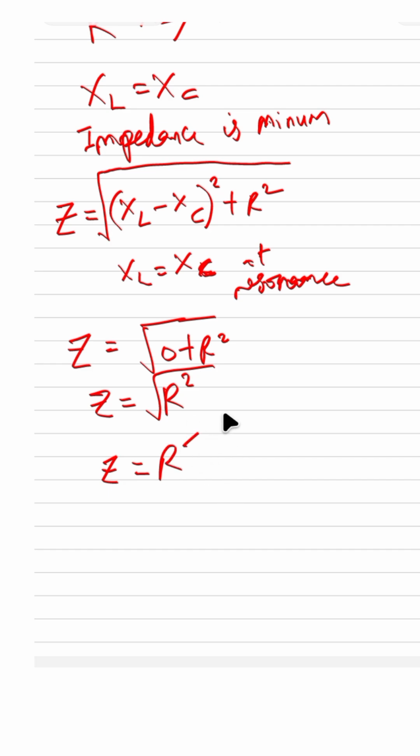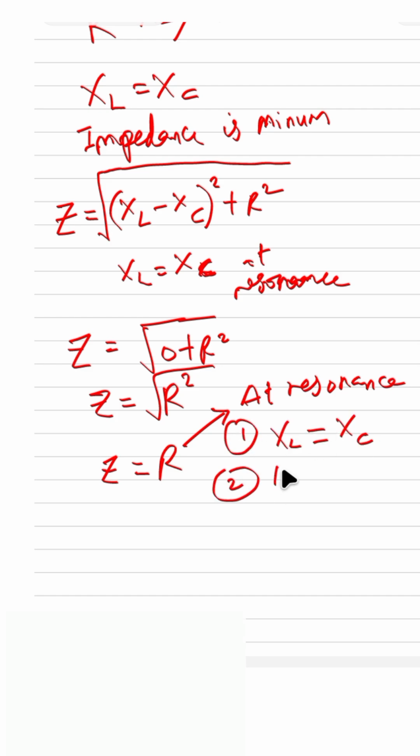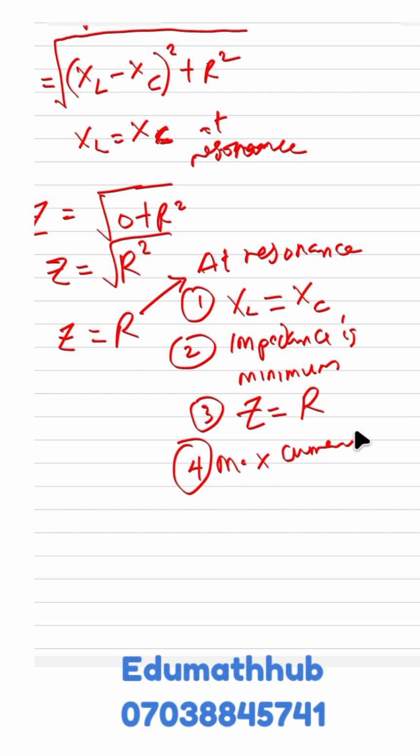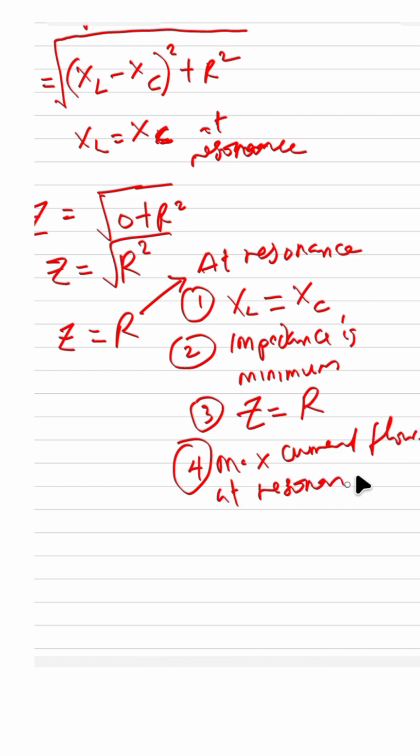This is another thing to take note of. At resonance, what do you have? Number 1, XL must be equal to XC. Number 2, impedance is minimum. Number 3, the impedance is equal to the resistance. Number 4, maximum current will flow. Maximum current flows at resonance. So these are the 4 things you need to take note of.